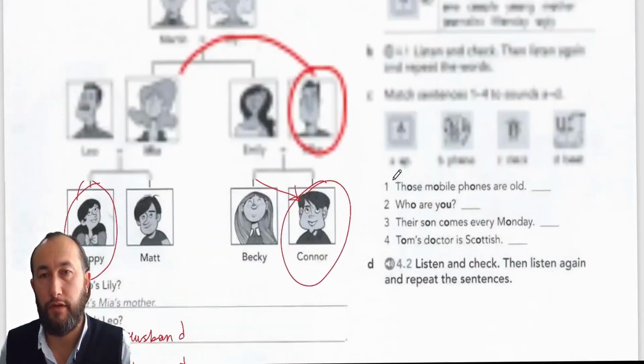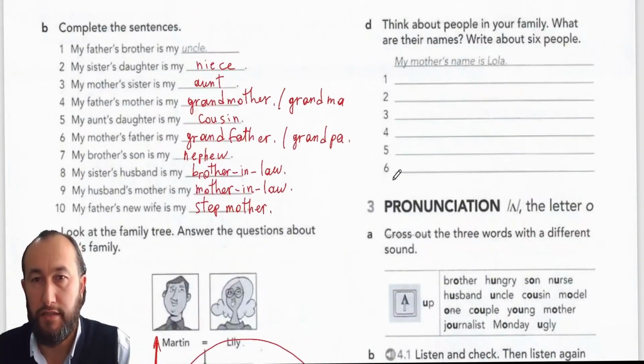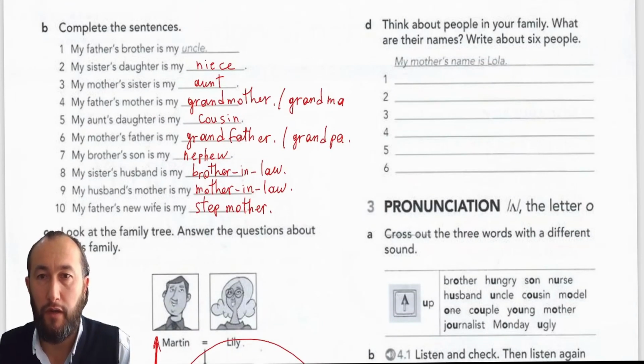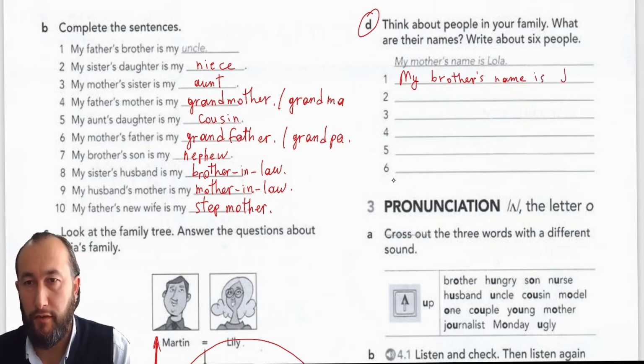So we are moving to the next exercise of this page. D, exercise D. Think about people in your family. What are their names? Write about 6 people. Well, this is up to every student, right? My mother's name is Lola. You can just continue. I'm just going to give any example here. My brother's name is John, for example.